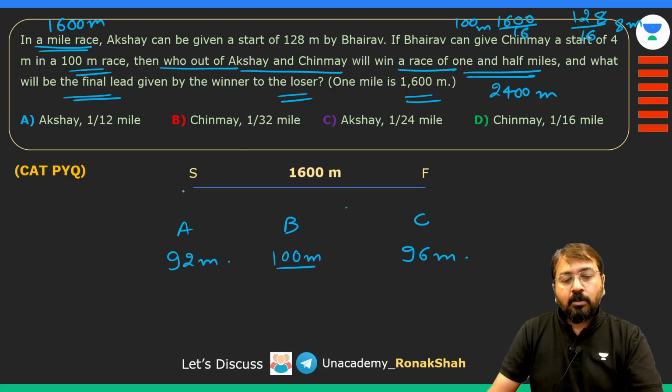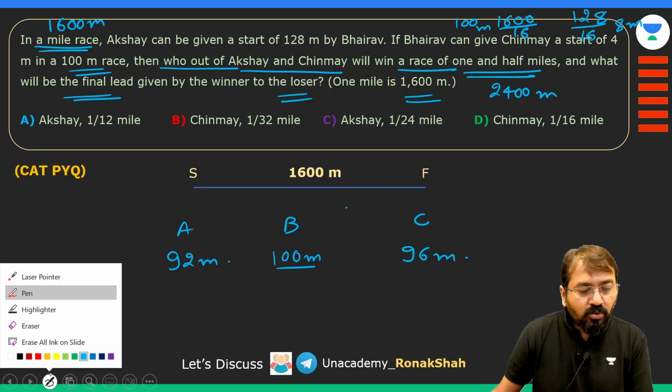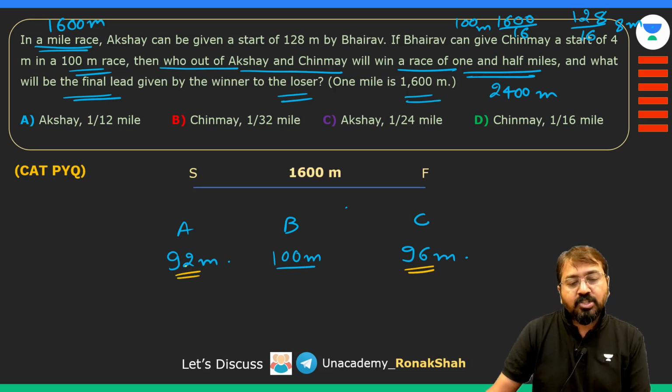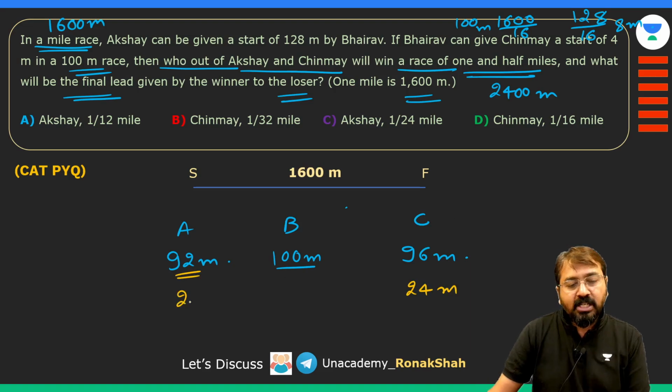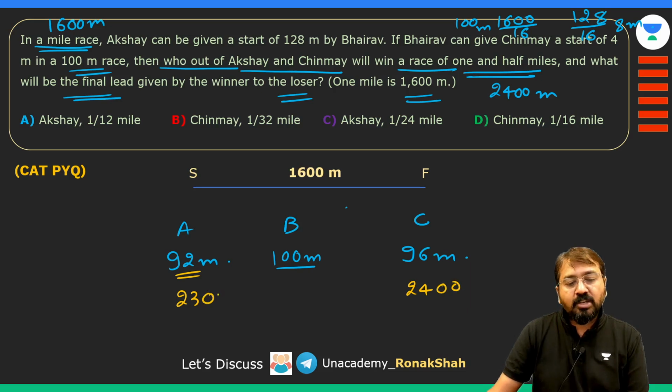As we can easily make out, between Akshay and Chinmay, definitely Chinmay is faster. So Chinmay will win the race, and the race this time is of 2400 meters. So guys, what I can do over here is, I know when Chinmay runs 96 meter, Akshay runs 92 meter. So when Chinmay runs 24 meter, Akshay would be running 23 meter. Or I can say when Chinmay runs 2400 meter, Akshay will be running 2300 meter. So can I say ultimately Chinmay is winning by 100 meter?